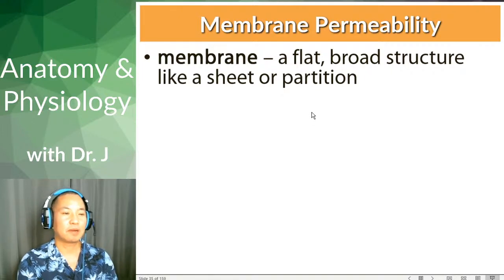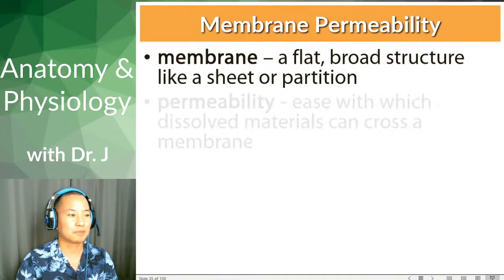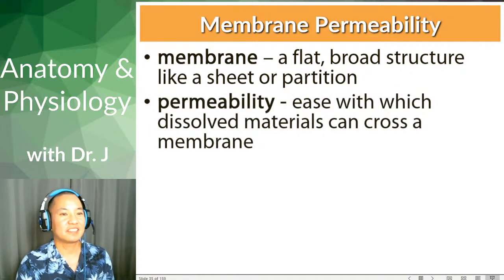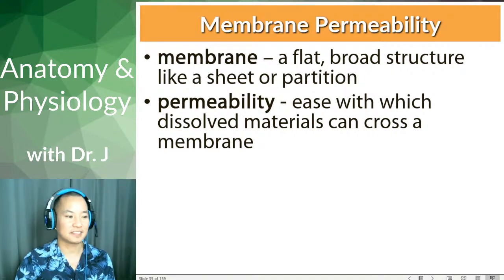So then we have to talk about permeability. This is a big SAT word. So what does permeable mean? Basically, it's the ease at which something can pass through something. So basically how porous it is, how easily something can cross from one side of a membrane to the other side of the membrane. This is permeability.